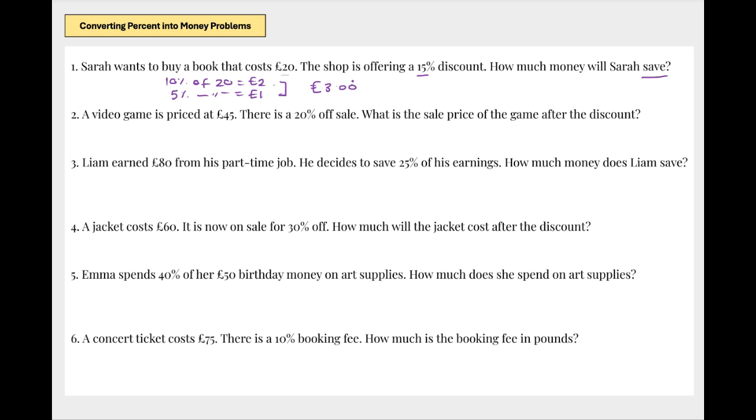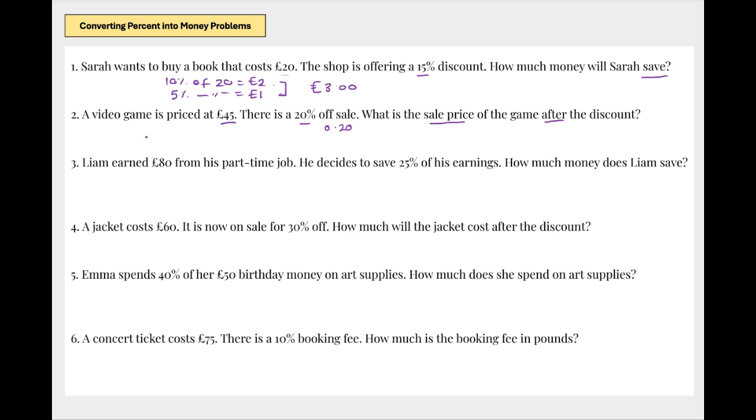That's how much she saved. A video game is priced at £45. There is a 20% off sale. What is the sale price of the game after the discount? So it's after the discount. So let's work this out. We have 20% and 45. For this one, I want you to convert the 20% into a decimal, and we know that as a decimal is 0.20.